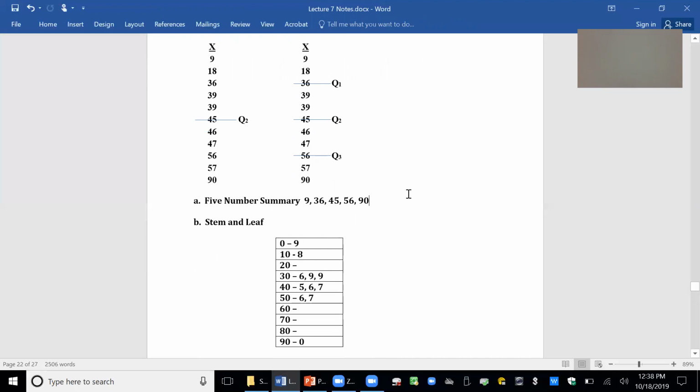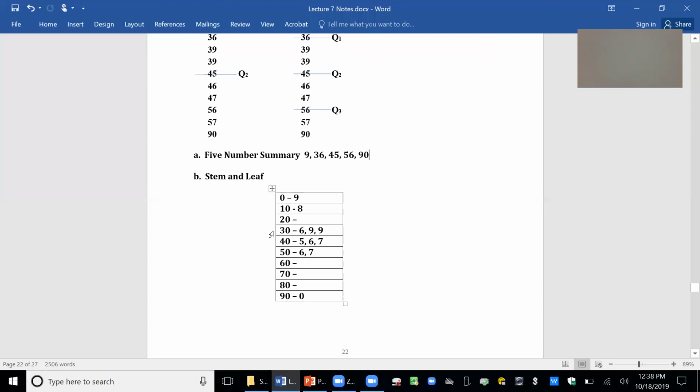If I do a stem and leaf, here I have the numbers 0 through 9, 10 through 19, and so on and so on. I have one observation of 9. I have an observation of 18. I have a 36, a 39, and a 39. I have a 45, a 46, and a 47. Get it? You strip off the tenths and just work with the units, but put it in its proper position. That's called a stem and leaf.